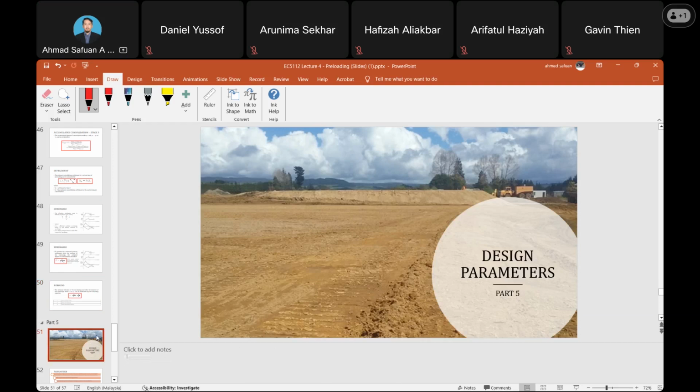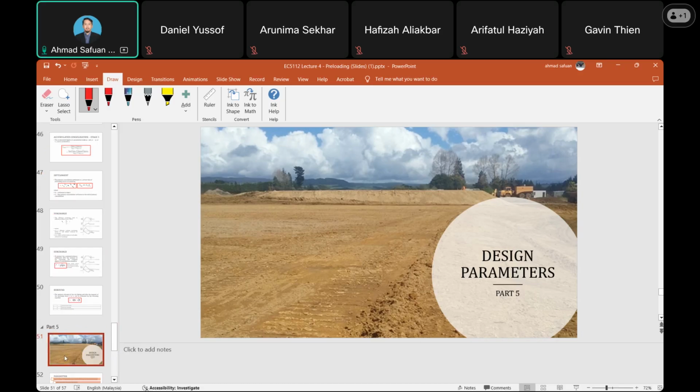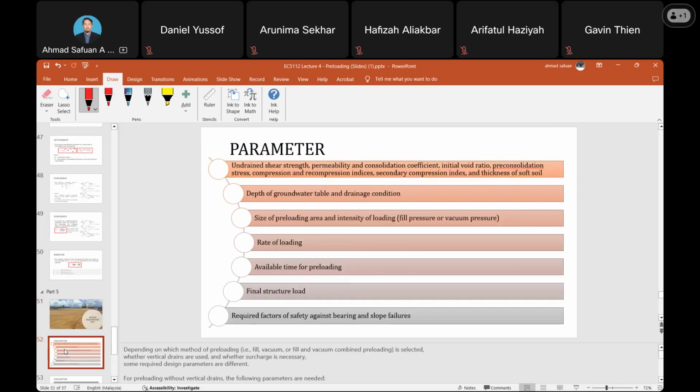All right, so now we go for the design parameters. What are the important parameters that need to be considered? The first one is the undrained shear strength, which is the Cu, where we want to get the bearing capacity. Then we have permeability, which is the k value, either kh or kv.